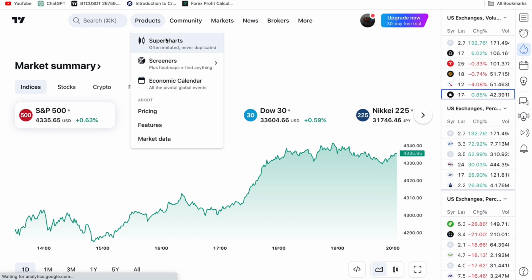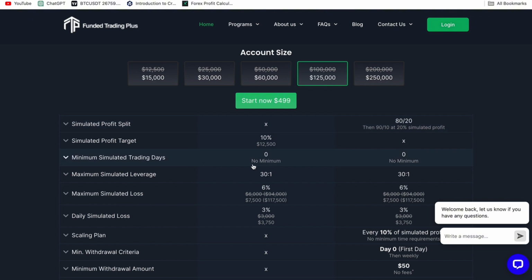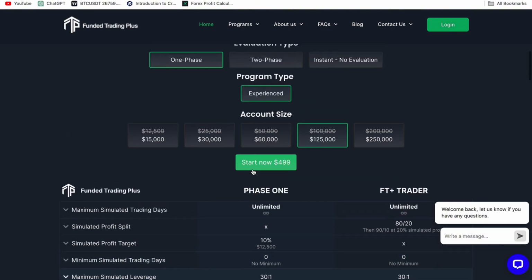It's very important. Even on Funding Plus, with their account sizes, you make 10% in the first phase and 5% in the second phase. So that means if you have a $15,000 account, in the first phase you just need to make about $1,000, or we make about $800, and in the second phase we make about $400.